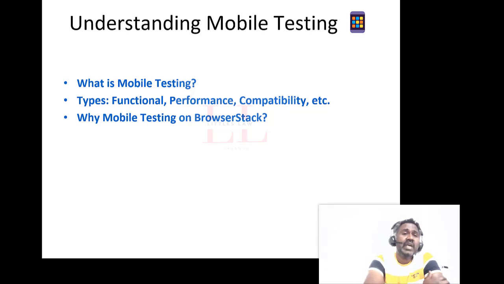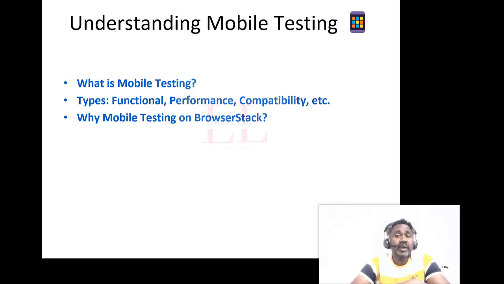And when it comes to the types of mobile testing, what are the types that we can do? We normally categorize into two types. One is manual testing, where the testers interact with the app just like a real user to check for bugs and usability issues. And when it comes to automated testing, we use tools like Appium, Espresso, or XCUITest to run automated scripts and perform repetitive tasks efficiently.